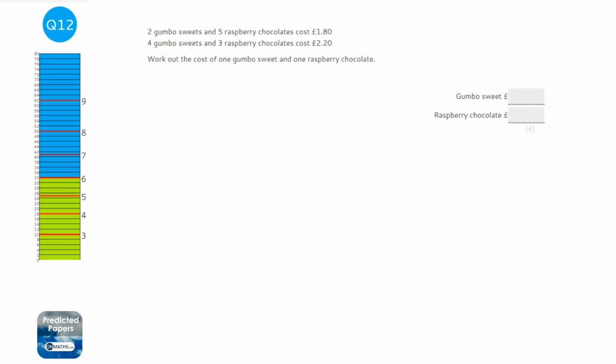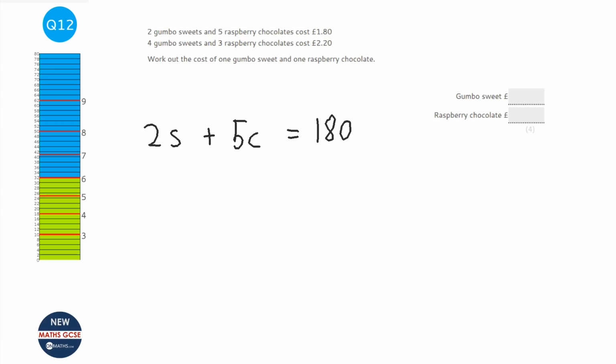So this question is a simultaneous equations question, but it doesn't look like the stereotypical simultaneous equation question, because we're given a context for this. However, if you imagine S represents the price of the gumbo sweets and C represents the price of the raspberry chocolates, we can write these two pieces of information like this. So 2 lots of the S plus 5 lots of the C equals, and I'm just going to leave it in pence rather than pounds. I find pence a lot easier to work with.